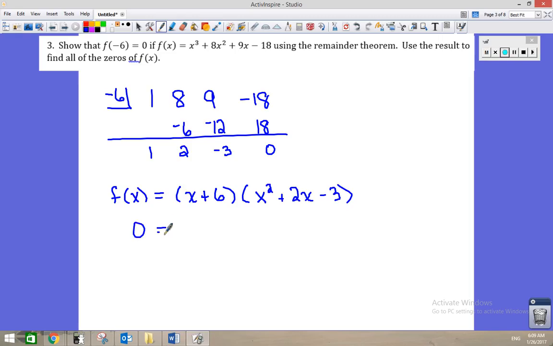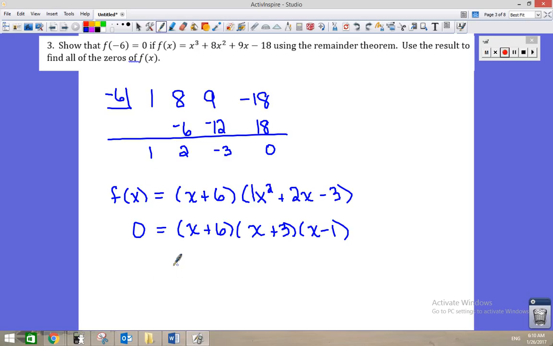To find the zeros, we set the output of the function, the y-coordinate, equal to 0, and we solve this equation. We factor this trinomial using just our normal factoring abilities. X method if you prefer, or since the leading coefficient is 1, two numbers that multiply together to give you negative 3, but add together to give you positive 2. It's pretty straightforward.